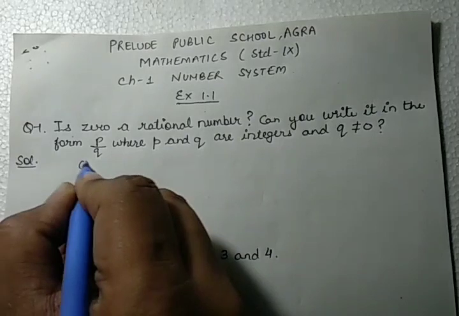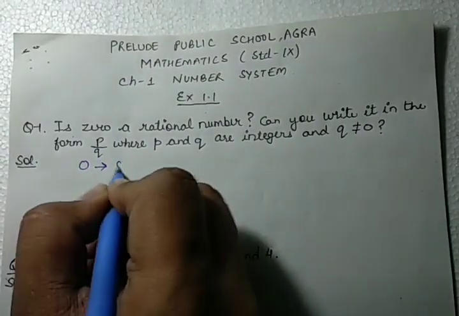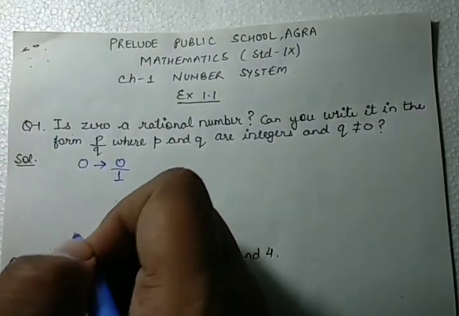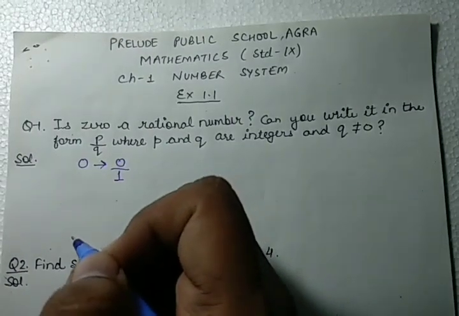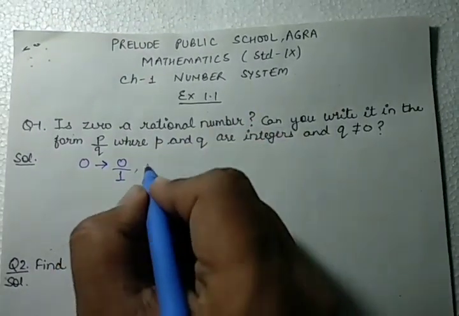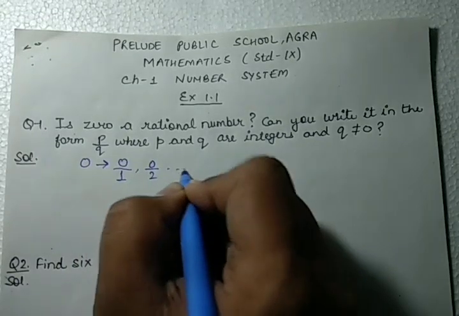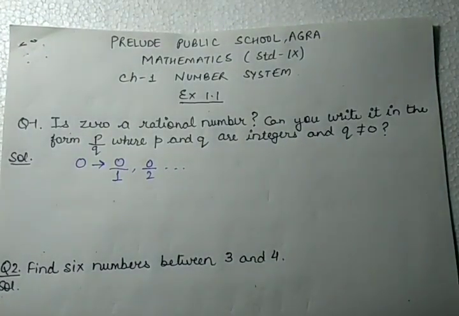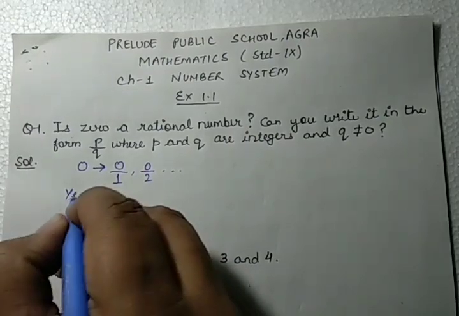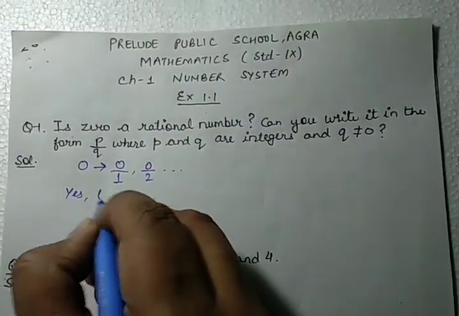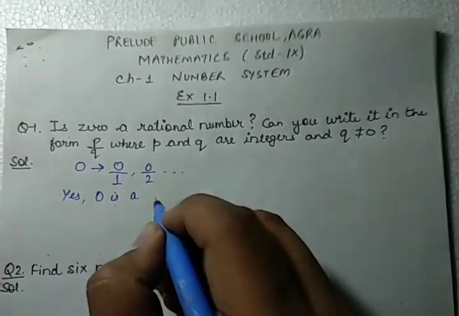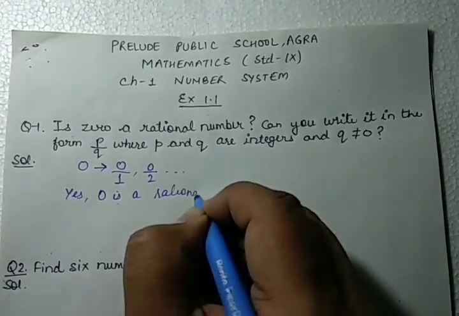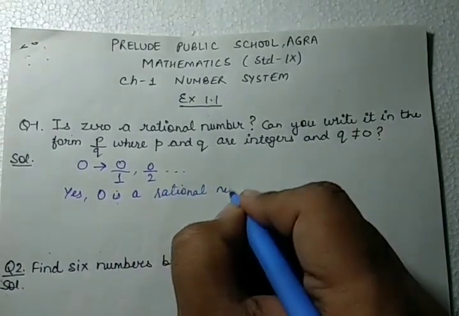Yes, 0 can be written as 0 upon 1. Since 0 can be written as 0 upon 1 and even as 0 upon 2 and any number below 0, since it can be expressed in the form P upon Q, it is a rational number. Yes, 0 is a rational number.